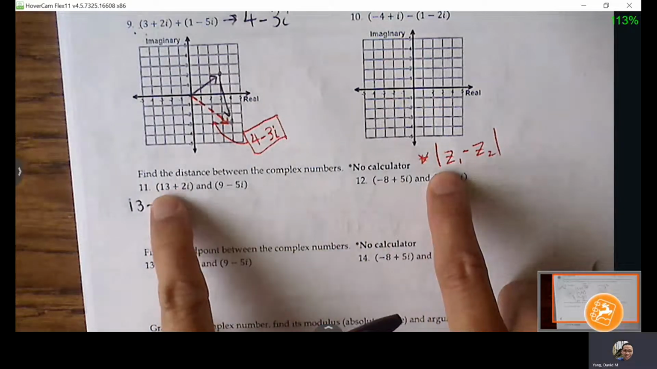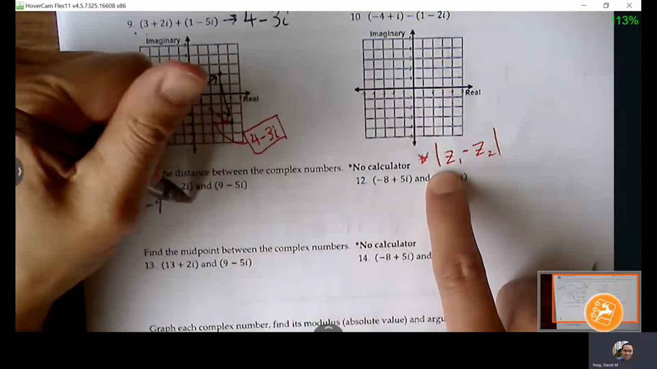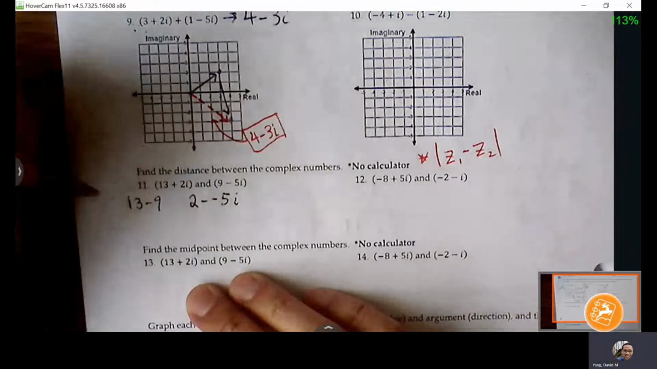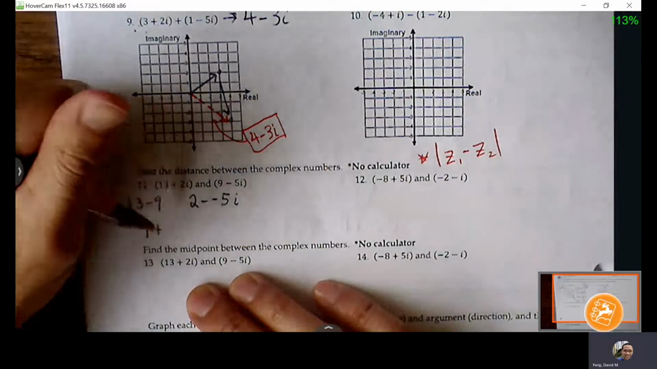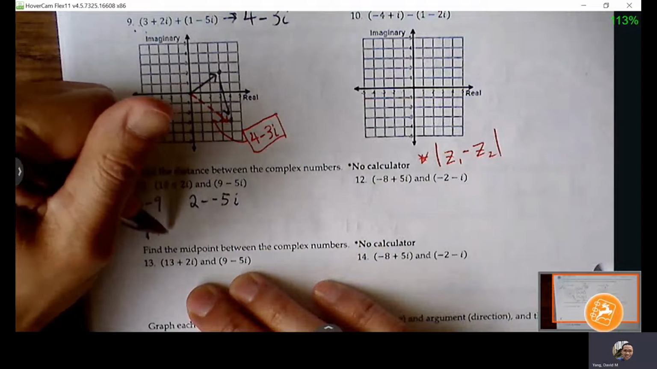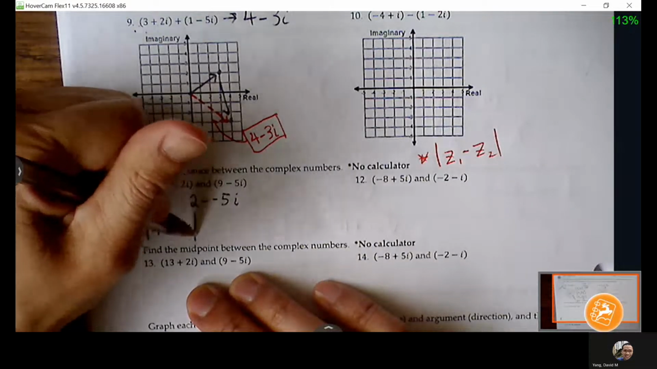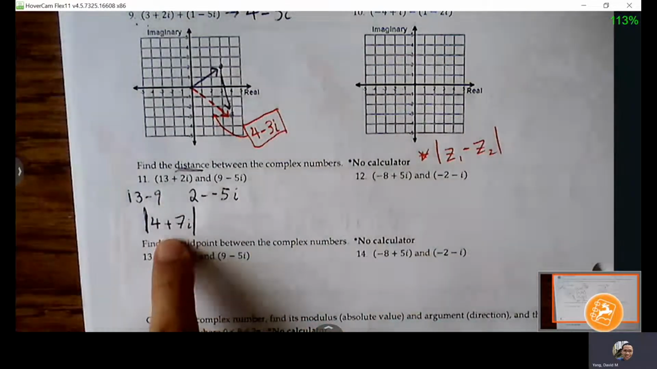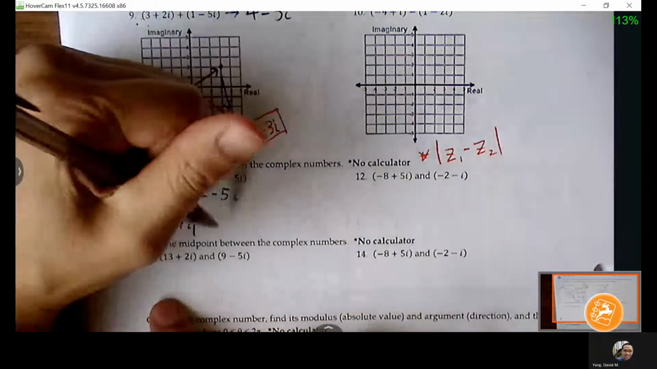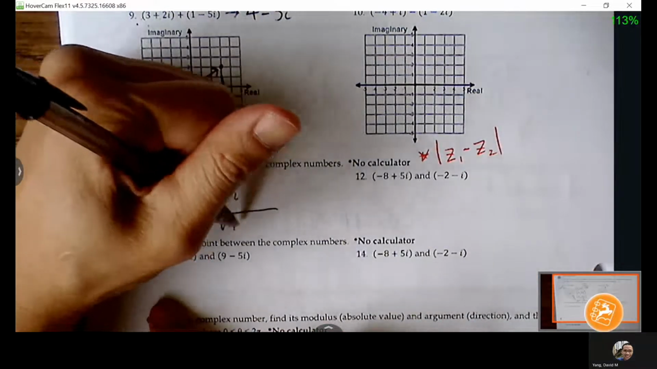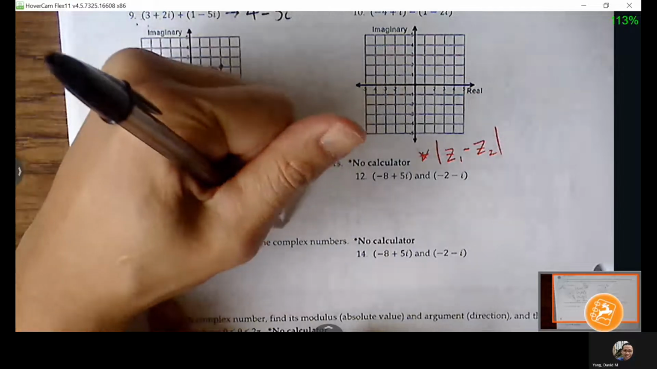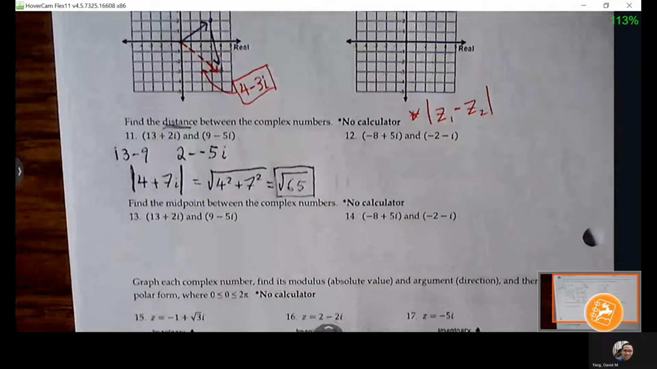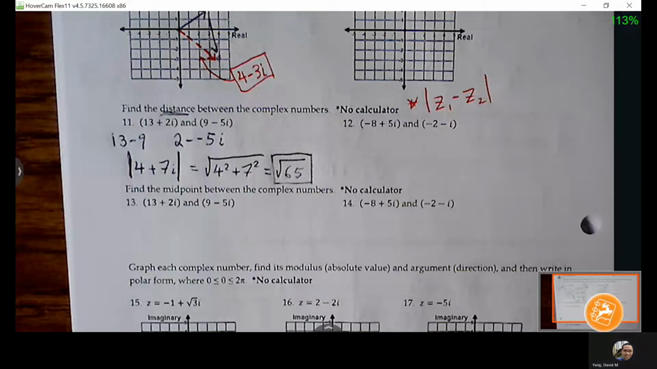So subtract 13 and 9, and then we'll subtract 2 and -5. 13 minus 9 is 4. 2 plus 5 is 7. And it says find the distance. So now that we have all the components, we just do the Pythagorean theorem to get to that modulus. Easy enough, right?